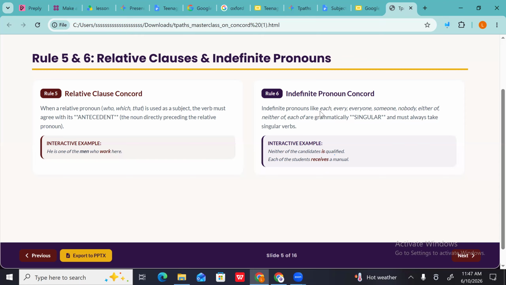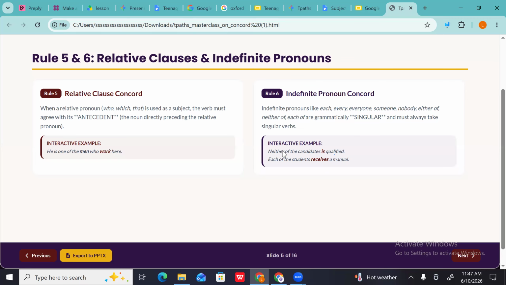And the next one, indefinite pronoun concord. Indefinite pronouns are pronouns like each, every, everyone, someone, nobody, either of, neither of, each of. They are grammatically termed as singular. So when you have them as a subject, please treat them as singular. They would attract a singular verb, because that is the rule of concord. A singular noun will attract a singular verb, a plural noun or pronoun will attract a plural verb. The subject and verb must agree as far as concord is concerned.